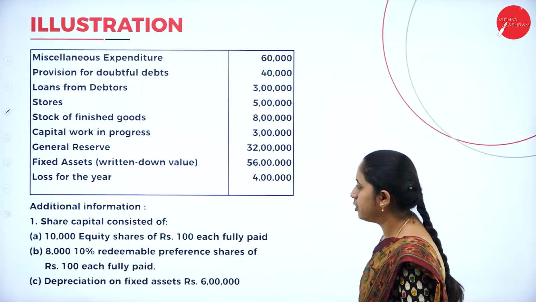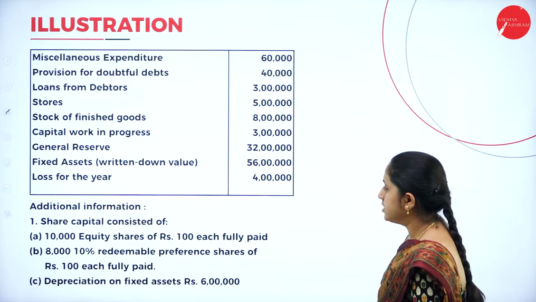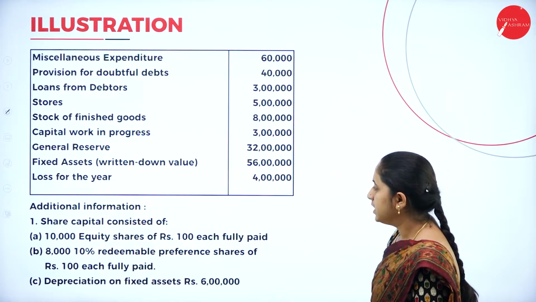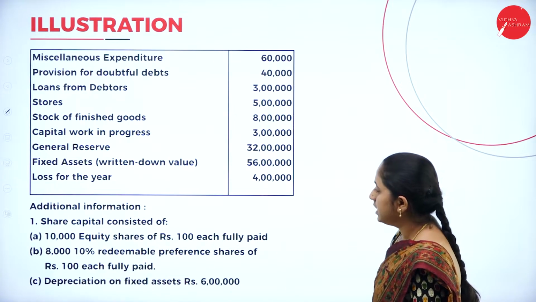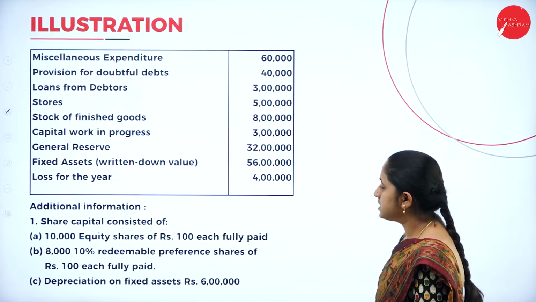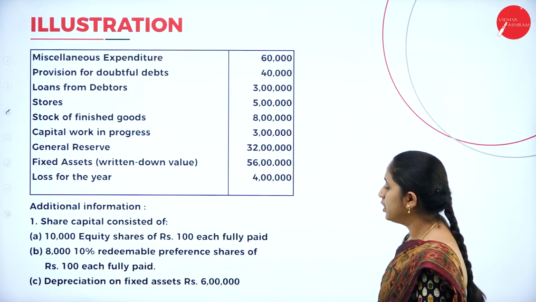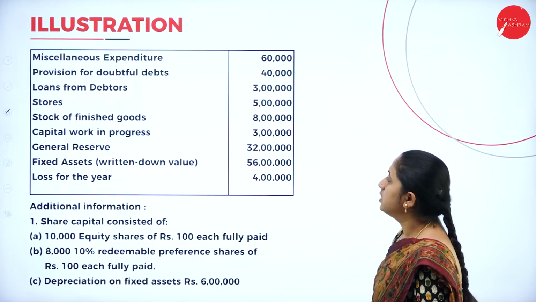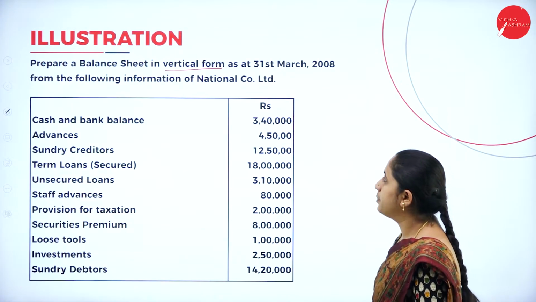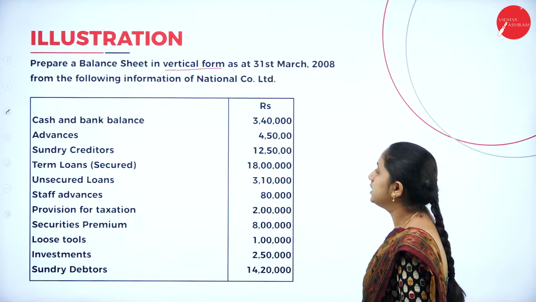Then additional information. First, share capital consisted of 10,000 equity shares of 100 each fully paid. Next, 8,000 10% redeemable preference shares of rupees 100 each fully paid. Depreciation on fixed assets 6 lakh. So, from this information, we need to prepare the balance sheet in vertical form.